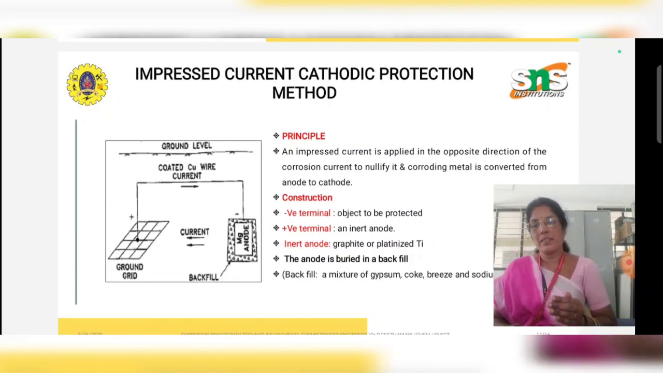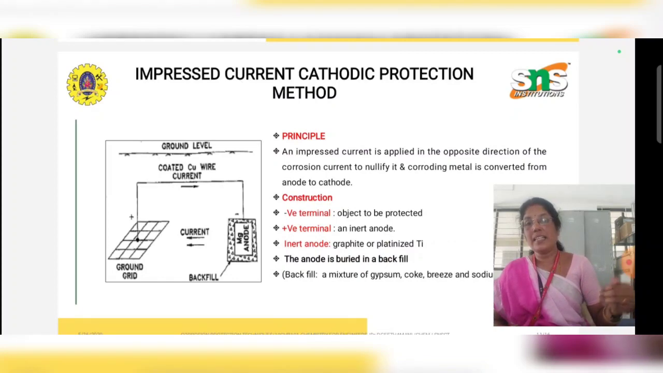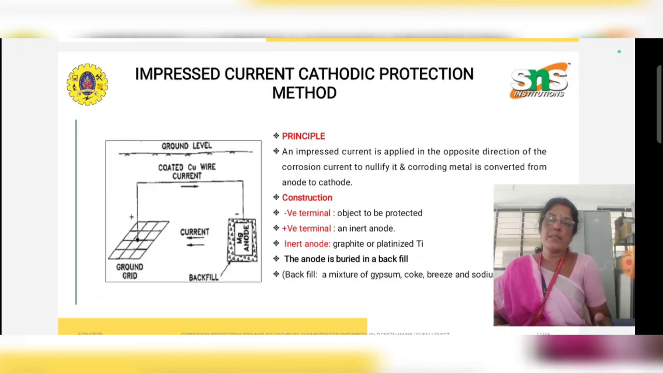The positive terminal of the battery is connected to the inert anode, because we want to avoid continuous replacement. Graphite or platinized titanium is used as the inert anode. Graphite, even though it is a non-metal, acts as an anode because it has good electrical conductivity. We already know very well that graphite is a conducting material even though it is a non-metal.